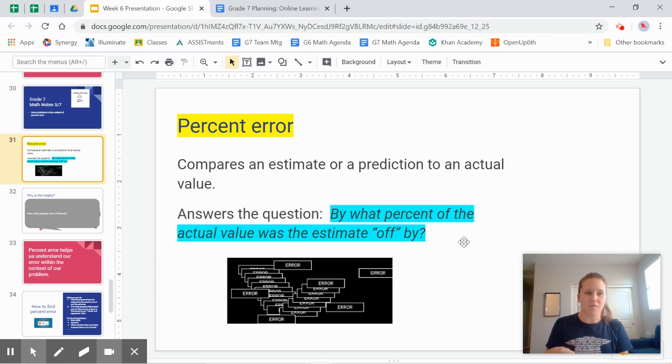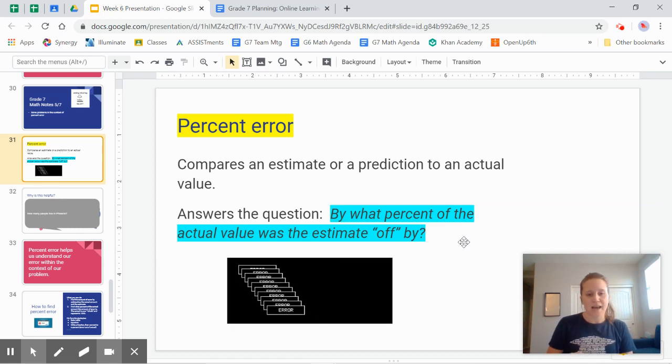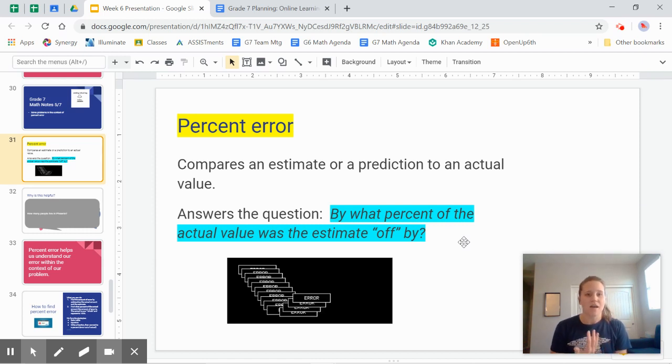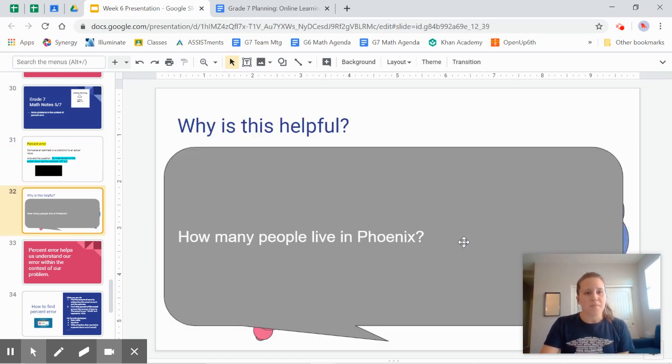Okay, this is a helpful measurement for a lot of reasons, but you can continue coming back to this slide in this question: by what percent of the actual value was our estimate or our prediction off by? I do want to give an example to try and show why percent error is a helpful calculation. And the reason I want to do this is not to convince you that it's important, but actually to help you remember how to calculate it, okay? But also maybe I'll convince you it's an important calculation too.